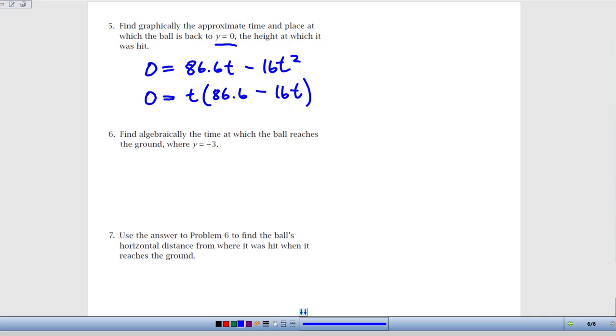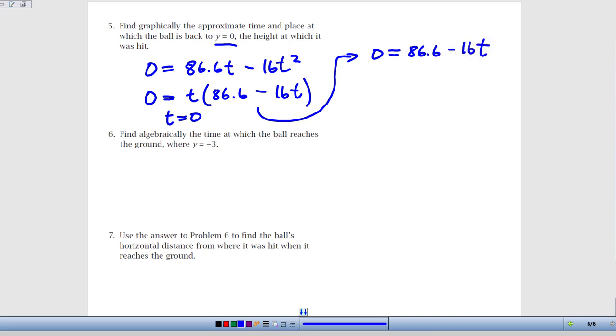And so now we can set each of these factors equal to 0. Obviously one of those answers is going to be t equals 0. The moment the ball is hit is when it starts off at that height. And then the other time is going to be found by setting this factor equal to 0. So we go 0 equals 86.6 minus 16t.